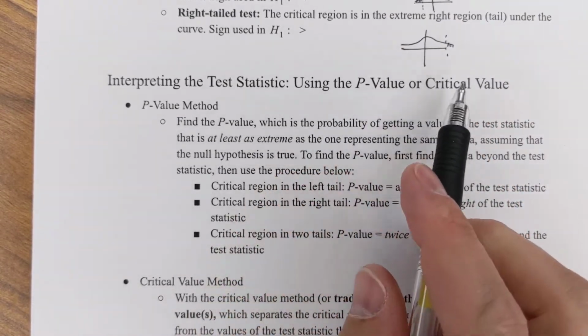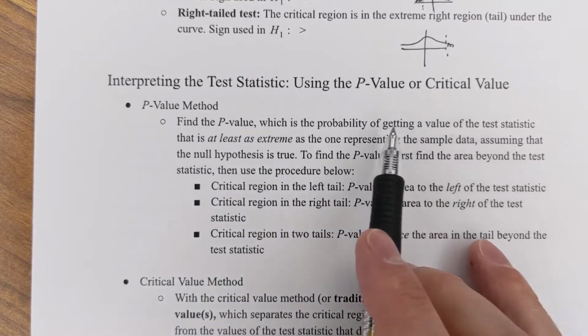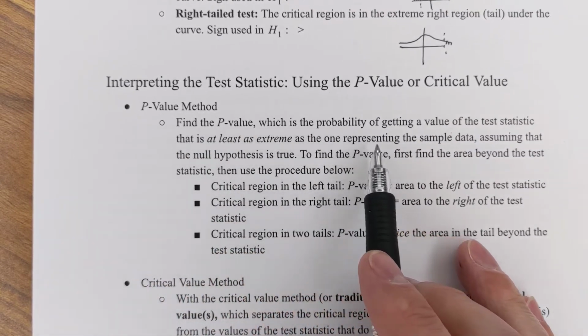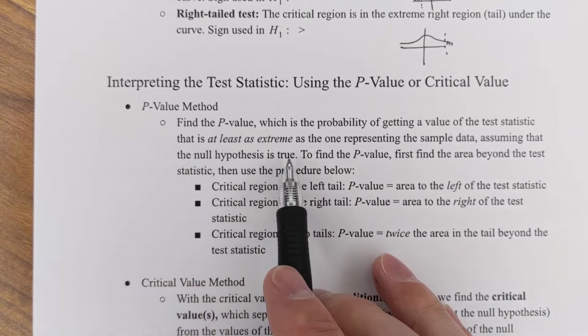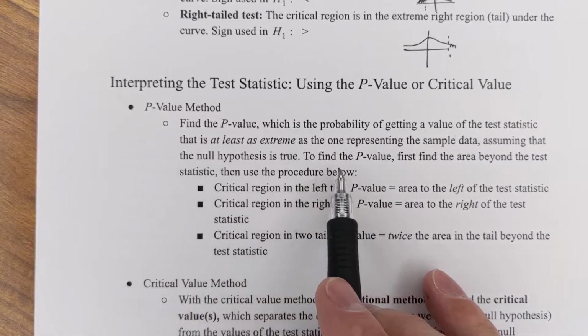Okay, so p-value method or critical value. So p-value method, find the p-value, which is the probability of getting a value of the test statistic that is at least as extreme as the one represented in the sample data, assuming the null hypothesis is true. To find the p-value, first find the area beyond the test statistic, then use the procedure below.